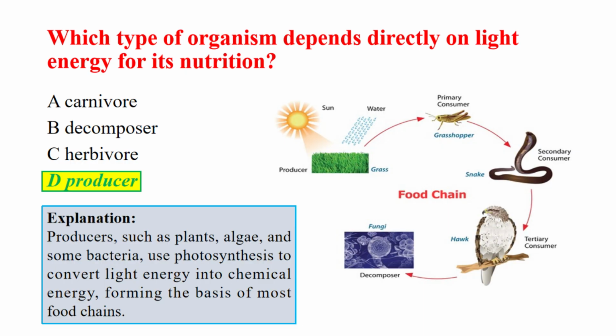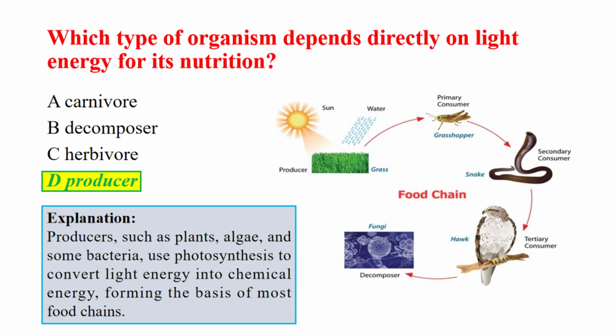Or maybe C, herbivore. Herbivores eat plants to get their nutrients. While they do rely on plants, they don't directly use light energy themselves, instead, they depend on plants that do. Finally, we have D, producer. Producers are organisms like plants, algae, and certain bacteria that use light energy directly through a process called photosynthesis. They convert sunlight into chemical energy, which forms the foundation of food chains. So, the correct answer is D, producer.